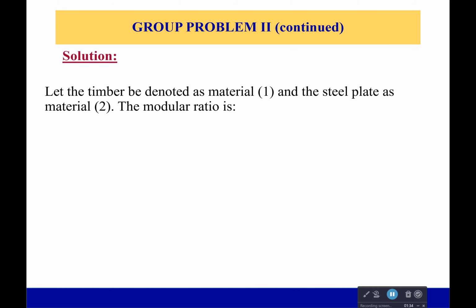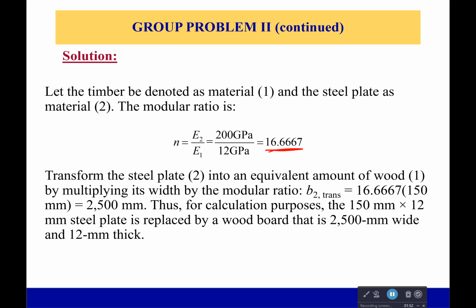So first off, we're going to transform it. We're going to say the timber is material 1 and the steel plate is material 2. So with that, our modular ratio is 16.667. It should look fairly familiar. We did a problem earlier with that same exact modular ratio. So we're going to transform the steel plate into an equivalent amount of wood. So it becomes a very big, very wide wood plate. So for our calculation purposes, the 150 by 12 millimeter steel plate is replaced by a wood board that's 2,500 millimeters wide and 12 millimeters thick.